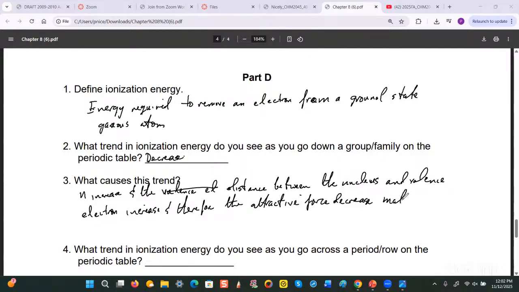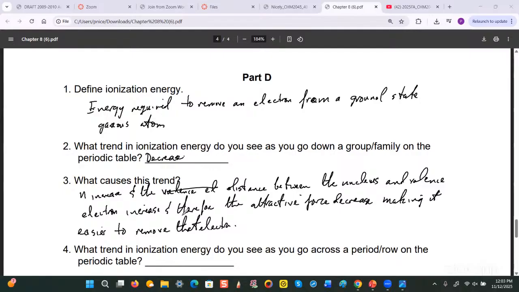Making it easier to remove that electron. I think that is sufficient in terms of completely answering this question. All right? Okay, so that's basically the reason why, as you go down any group, the ionization energy decreases, because as you go down the group, the distance between the nucleus and the valence electron increases, the attractive force between those two decreases, and therefore it's easier to remove the valence electrons as a result.